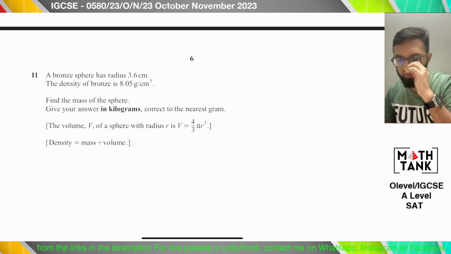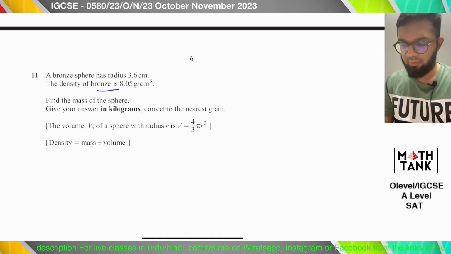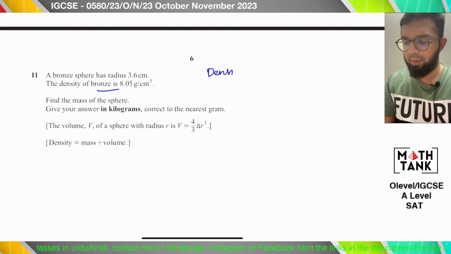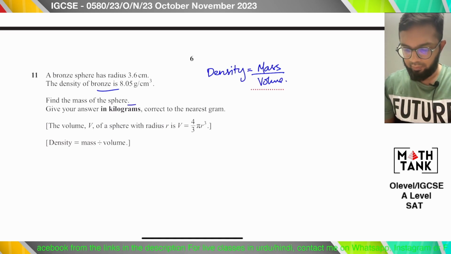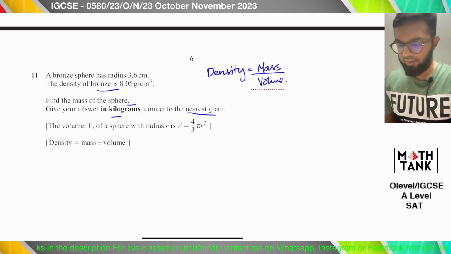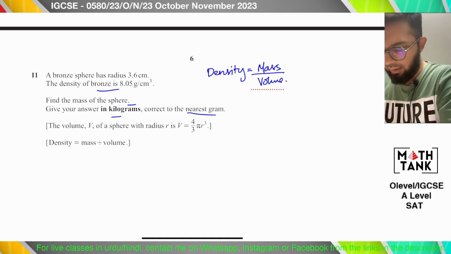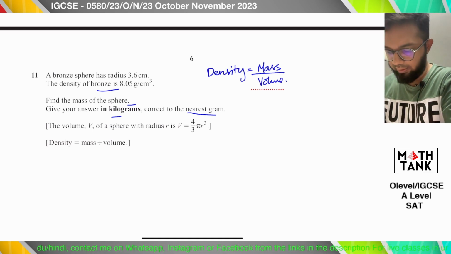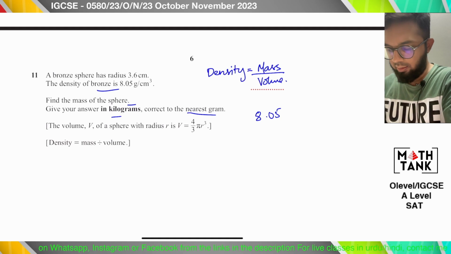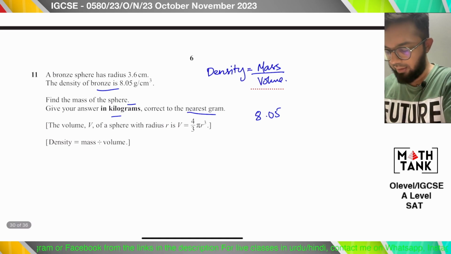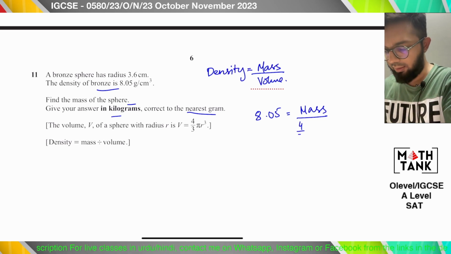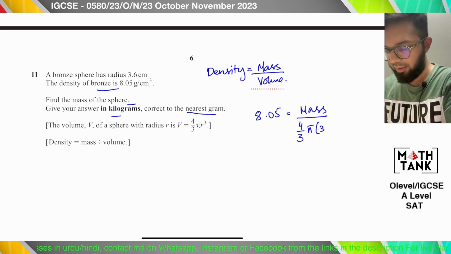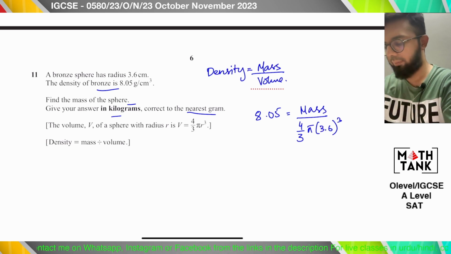A bronze sphere has a radius of 3.6. The density of bronze is this. Density is mass over volume. Find the mass of the sphere, giving your answer in kilograms, correct to the nearest gram. Okay. So the volume of a sphere is 4 over 3 pi r cubed. So I'm going to say that density is in grams, right? Grams per centimeter cubed. Mass is what I don't know. And my volume in centimeters is 4 over 3 pi 3.6 cubed.